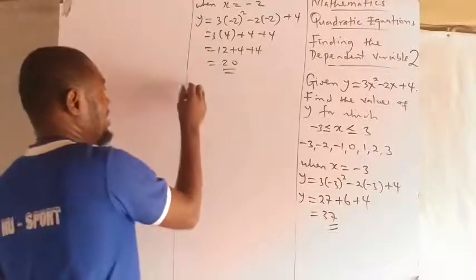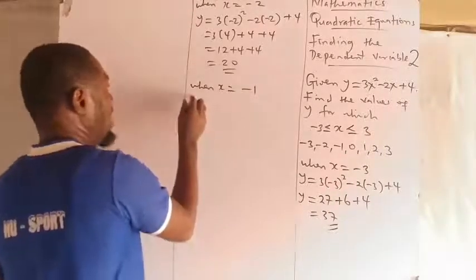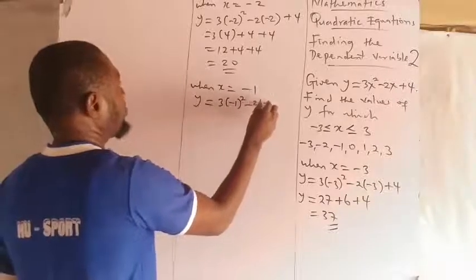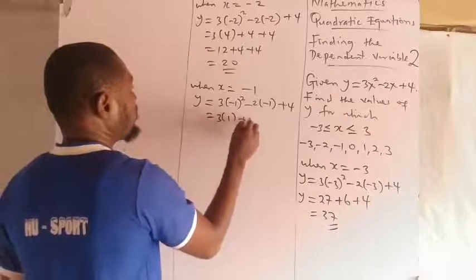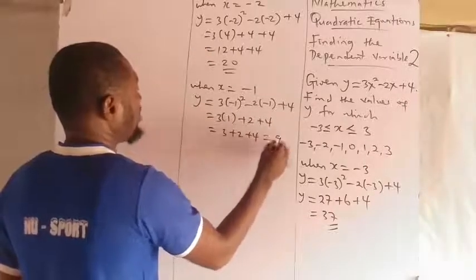Now when x is minus 1, what is y? Y is equal to 3 into minus 1 squared, minus 2 into minus 1, plus 4. This will be 3 into 1 plus 2 plus 4. This will be 3 plus 2 plus 4. And that will give us 9.